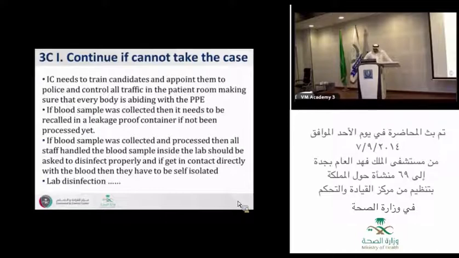And as Prof. Tariq Madani also mentioned earlier, the law says that if you have a suspect case of Ebola, do not handle the sample in your own lab. So if you collect the blood sample, somebody should take care of it with proper, safe and secure transportation.